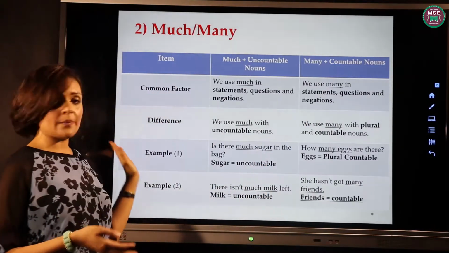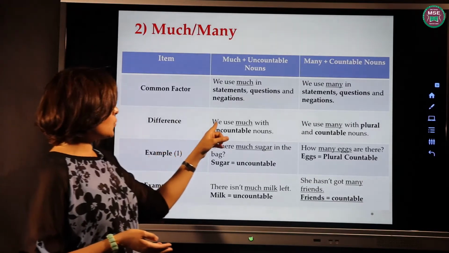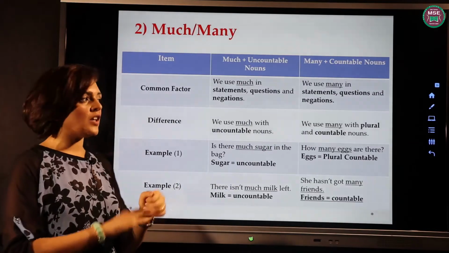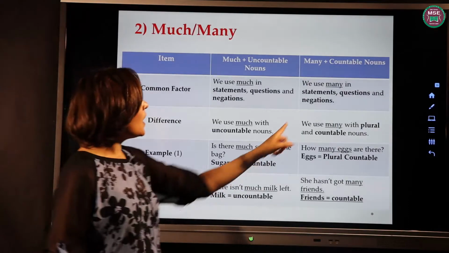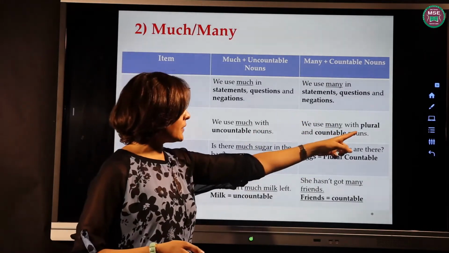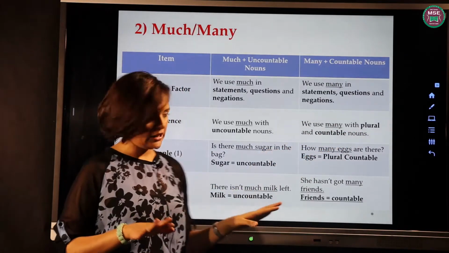But there are some differences as well. We use much with uncountable nouns that we cannot count in many amounts, like we cannot make them plural. Many is different from much in that we use it with plural and countable nouns only.